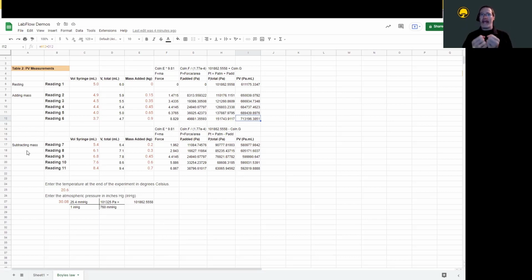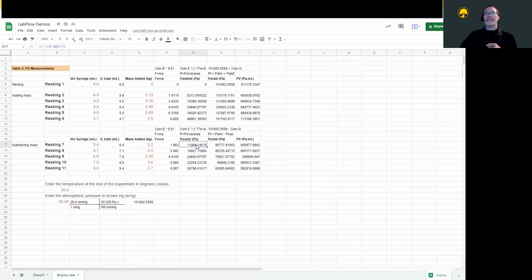Those are the ones where I have the mass hanging from the syringe. So I did the volume calculation the same way. It's just syringe plus 1 to account for the dead volume. I do the force calculation the same way. Column E here, mass times 9.81. I do the added pressure, except in this case, it's not really added pressure. It's really subtracted pressure, right? And so what I'm doing here is really taking my atmospheric pressure and subtracting this number, okay?